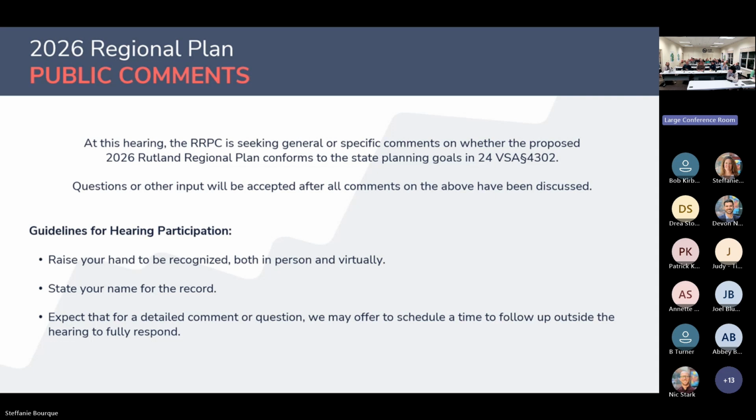Oftentimes, we work directly with your planning commissions to help design, develop, and implement those local land use regulations. This regional future land use map does not override local zoning. If anything, it helps further support local zoning, especially in these Tier 1B eligible areas where Act 250 will be removed, and it will only be local zoning that will govern development in a municipality.